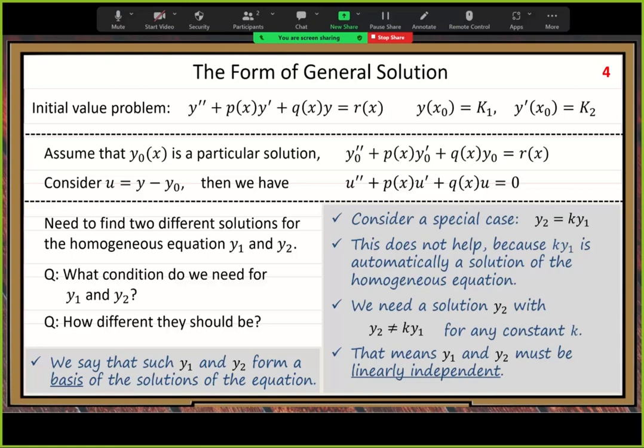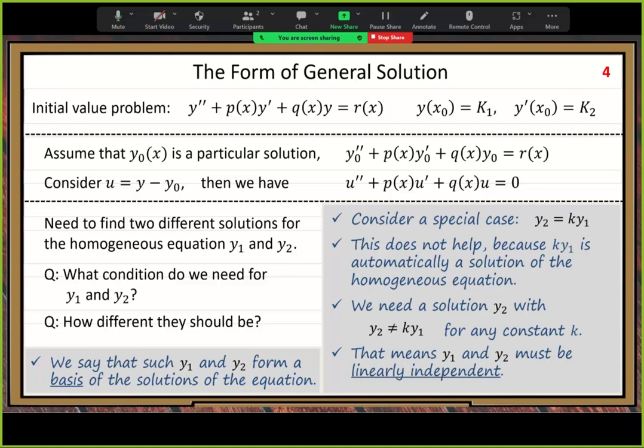So now, this does not help. I explained this. All right, so we need a solution y2 with this property: not equal to that function for any constant k. Here we use this special term. That means y1 and y2 must be linearly independent.